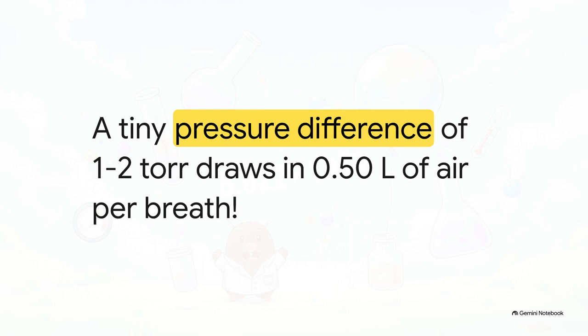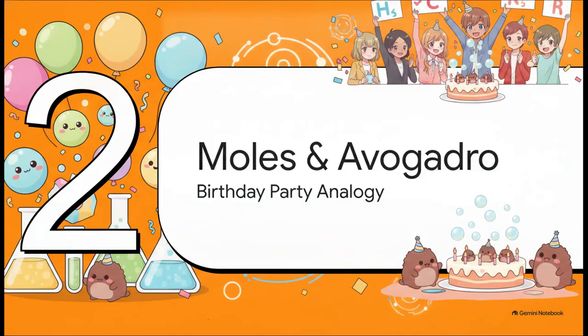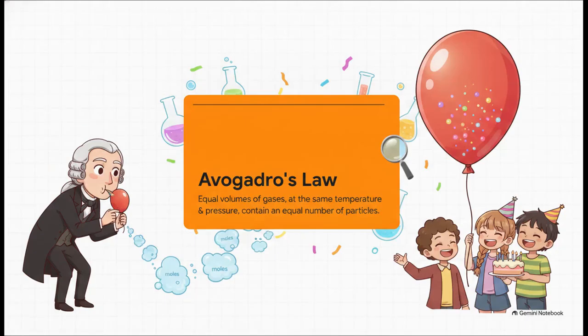So okay, we know how volume and pressure keep us breathing, but how do we quantify that volume when we start adding more gas into the mix? Which brings us to section 2, moles, volume, and Avogadro, the birthday party analogy. To figure out that exact question about quantifying gas, we have to turn to Amedeo Avogadro's foundational rule. Avogadro's law states that equal volumes of gases at the same temperature and pressure contain an equal number of particles.